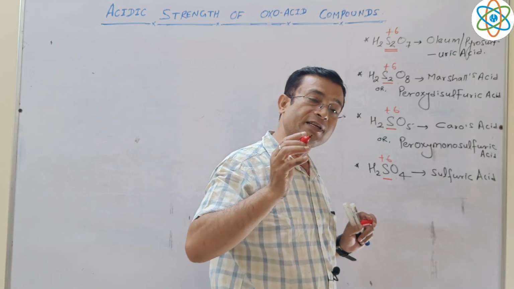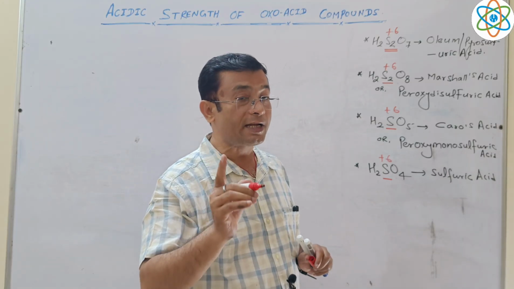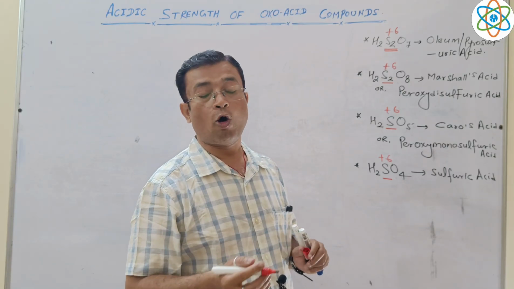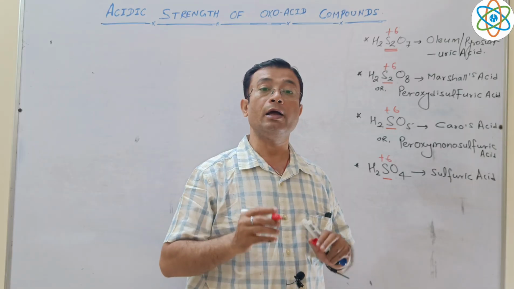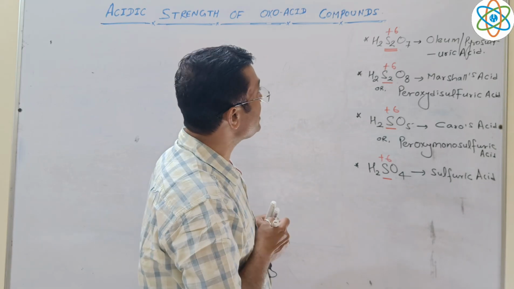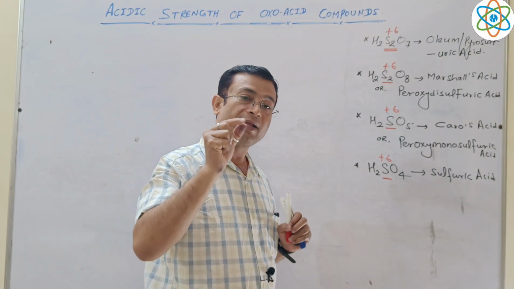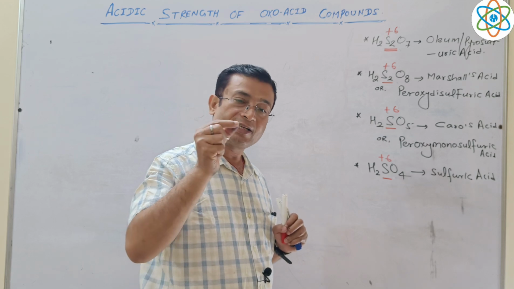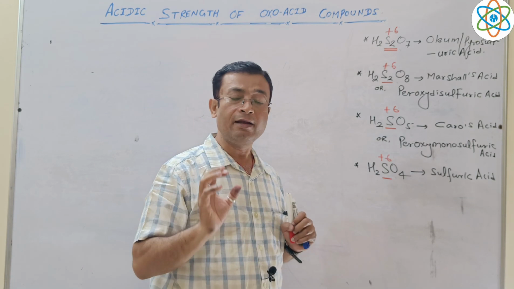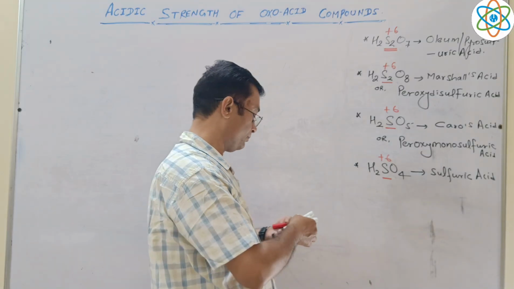Means in all these oxo-acid compounds having the same oxidation number, their acidic strength cannot be compared on the basis of their oxidation number. Then on which basis can we compare their acidic strength? You will see, we can make their structures. By knowing their structure and chemical properties, we can find out their acidic strength. Then stay till the end of the video and learn properly.